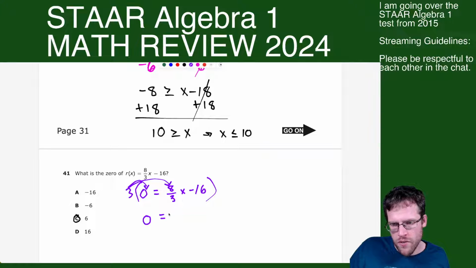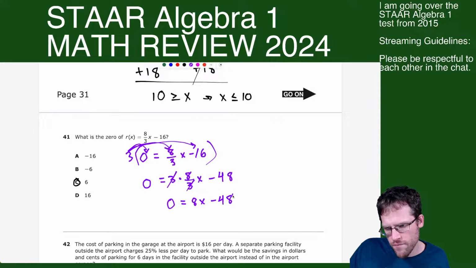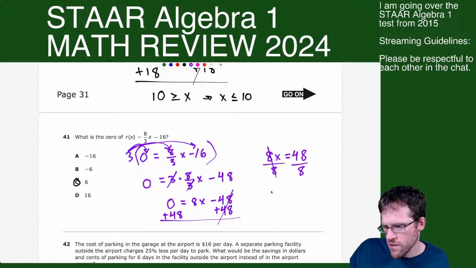Then I have 3 times 8 over 3 times x. And then I have 3 times negative 16 is minus 48. So I get here. And now 3 over 3 I could cancel. I have 0 equals 8x minus 48. And now we're going to go plus 48 on both sides. This is gone, and we have 8x equals 48. So divide both sides by 8, and x equals 6.